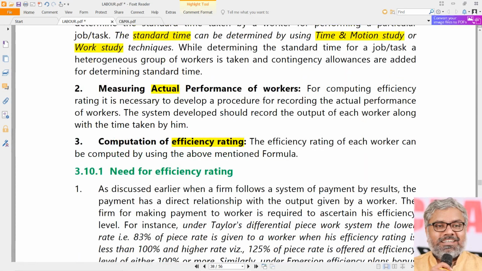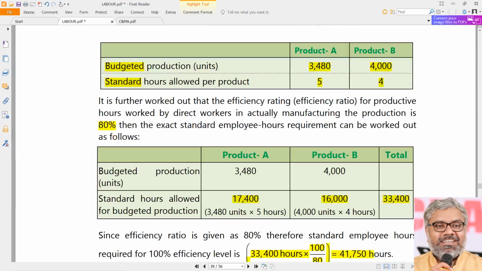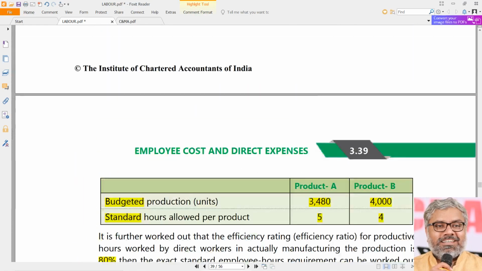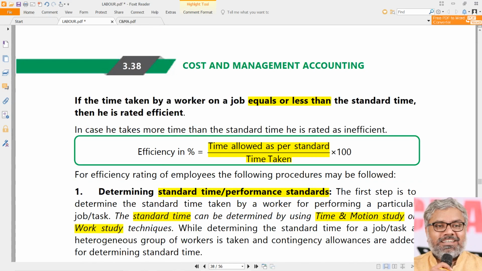So here, how to calculate efficiency is different: time allowed as per standard divided by time taken. If you observe this, efficiency is already given as 80%. Time allowed, the numerator, is already there, that is 33,400 hours. So if you go back to the same formula, the efficiency percentage is enough for us to use the same formula for that problem also. Time allowed as per standard is 33,400 hours. Efficiency is 80%. Divided by time taken, we don't know.